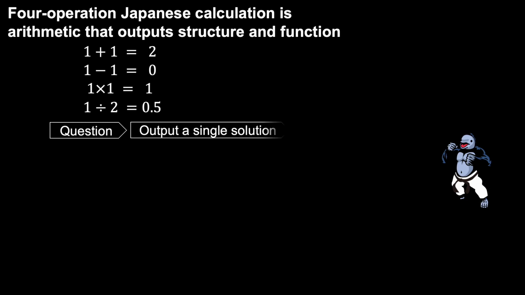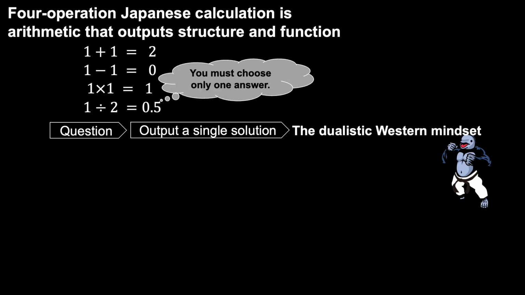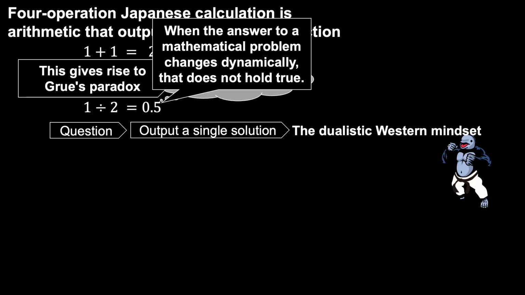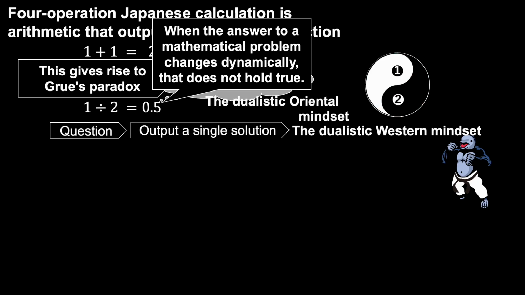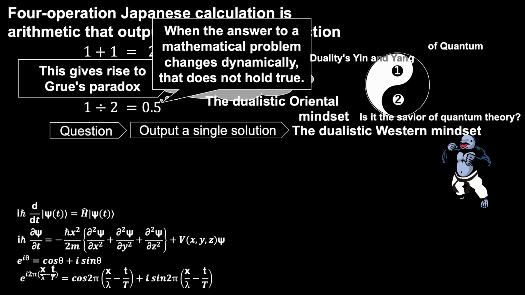The conventional Western approach, based on producing a single answer, is unidimensional and dualistic. It cannot handle situations where the solution changes dynamically, leading to paradoxes. Recently, the yin-yang symbol from Taoist thought has gained attention in quantum mechanics, as it seems capable of describing the wave-particle duality. But is this truly the solution?